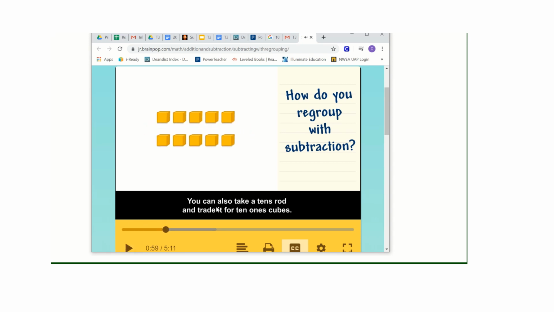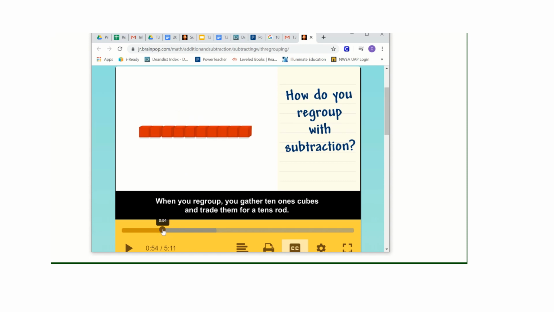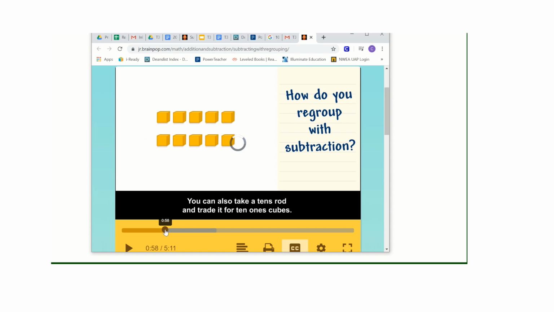This is the same thing that we did in addition and regrouping. We know that 10 ones cubes is equal to 1 10 stick. And we know that 1 10 stick is equal to 10 ones cubes. They're both equal to the same thing, so that means we can borrow from the tens place to make 10 ones cubes.